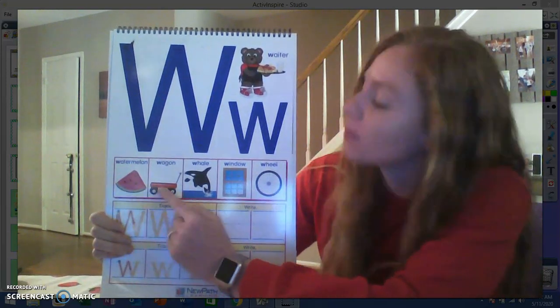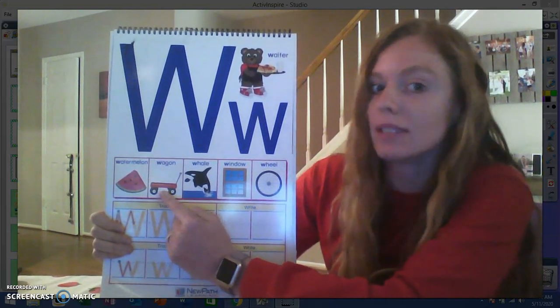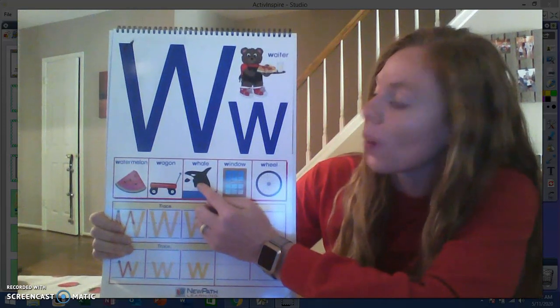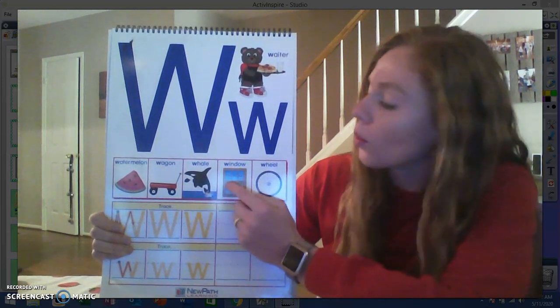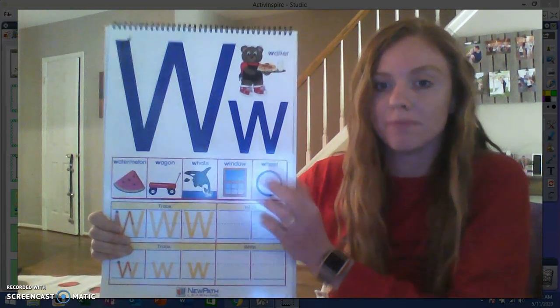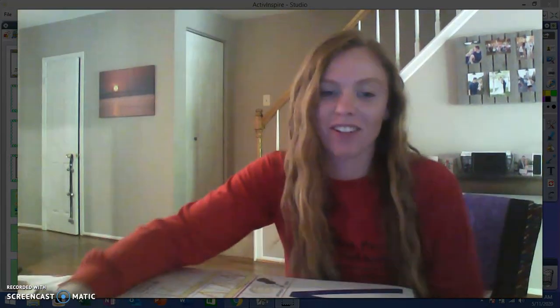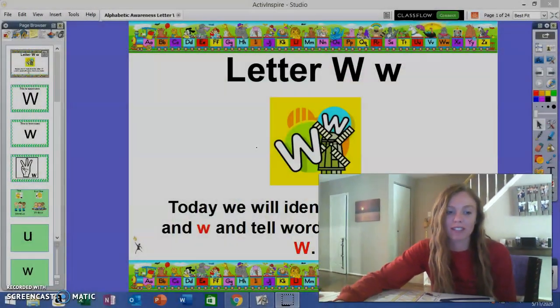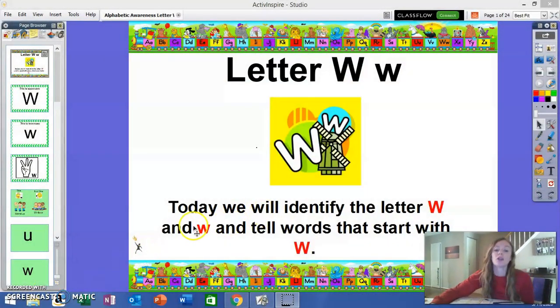Watermelon, wagon, whale, window, wheel. Alrighty, let's get started by reading our objective. So today we will identify the letter W and a lowercase w and tell words that start with W.